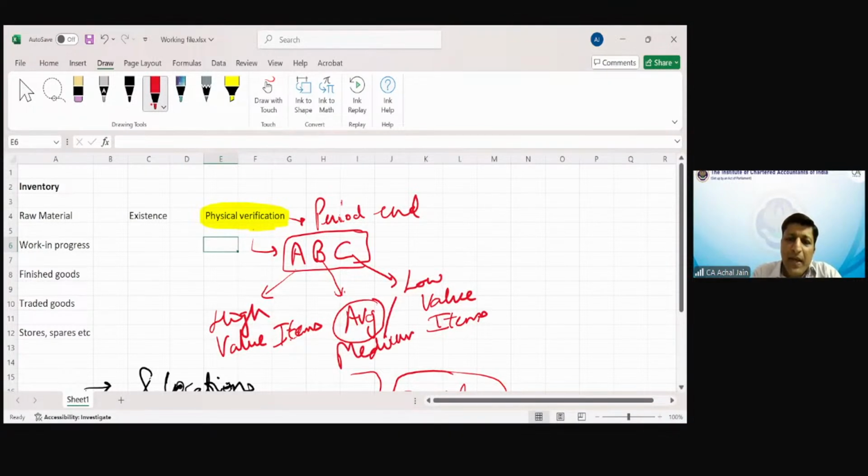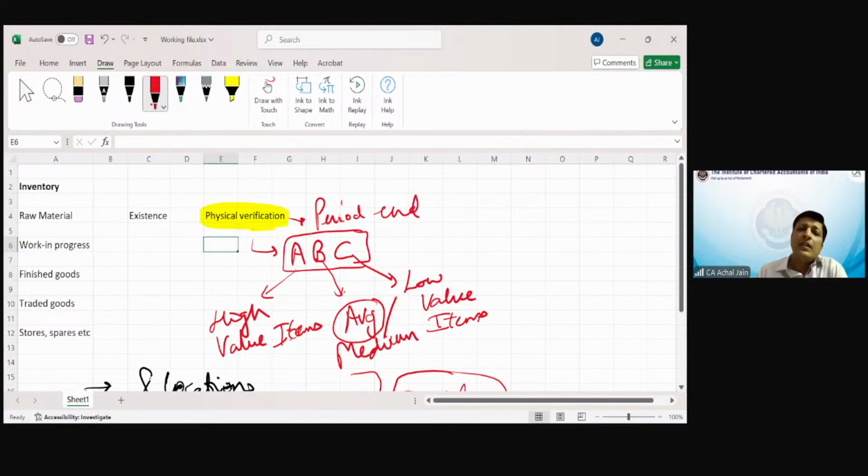Now, what do you mean by this high value, low value, or medium category? What is this ABC analysis all about? See, ABC analysis talks about an approach which is generally considered by the auditors for selecting the inventory for physical verification.